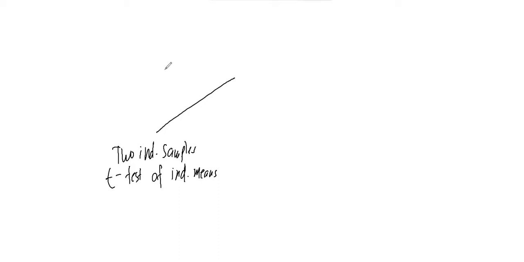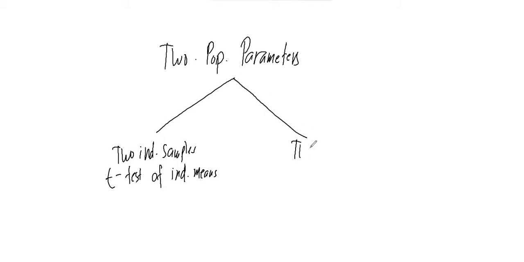Previously, we have talked about the t-test of independent means. Because this is actually a hypothesis test for two independent samples, which is one of the things that we have if we're going to do a hypothesis test on two population parameters. However, there's another test wherein we're also measuring two population parameters, and this time we have two dependent samples.